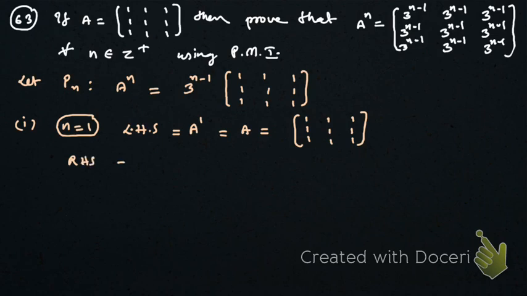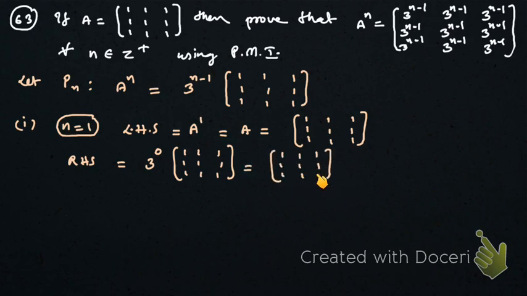I'll now do the RHS. What is RHS? 3 raised to n minus 1 into this matrix. But 3 raised to n minus 1 is 3 raised to 1 minus 1, which is 3 raised to 0. And 3 raised to 0 is 1. So I just get the same matrix with every single element as 1.